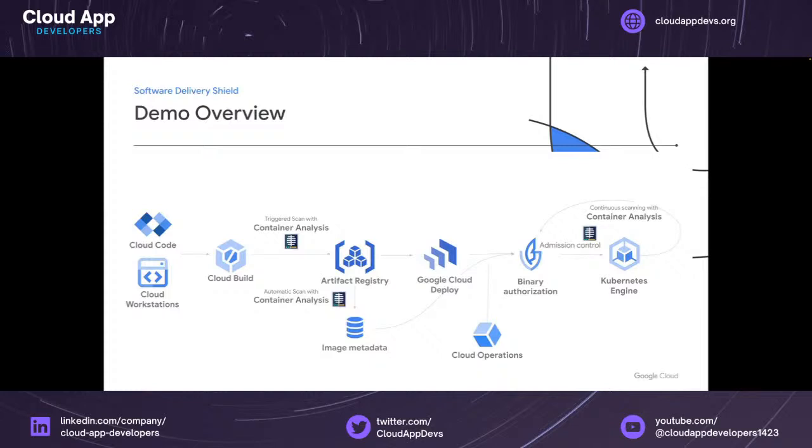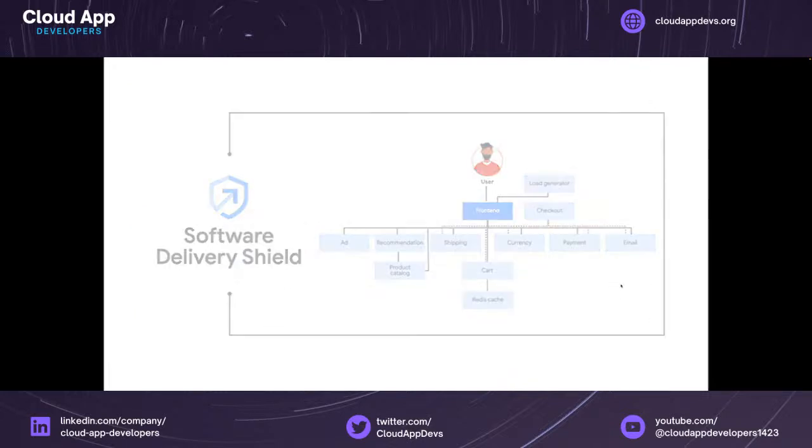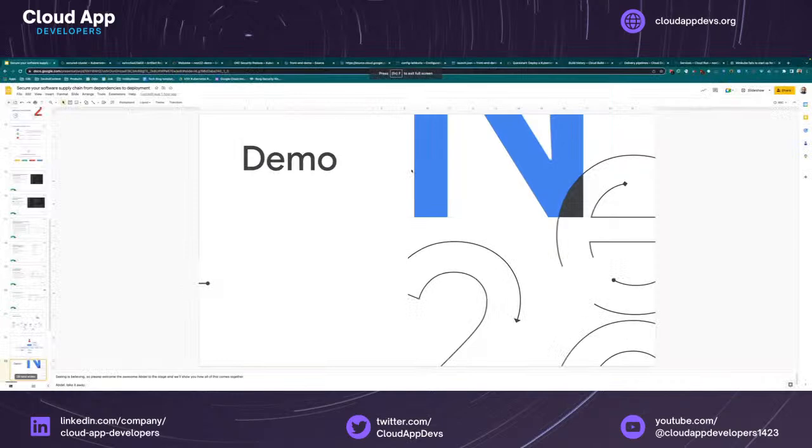Then once your images are built, you store them somewhere, in our case in Artifact Registry, where we have automatic continuous container analysis, right? Then at deployment phase, you also have the same thing, and then at runtime, you also have continuous container analysis, but also continuous misconfiguration analysis. And I'm going to show you an example.